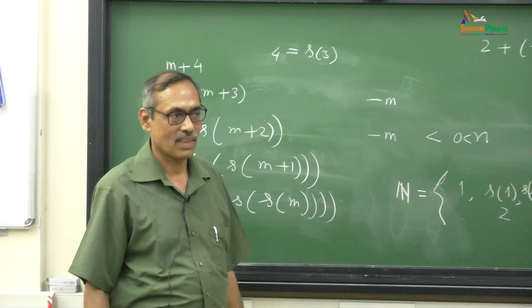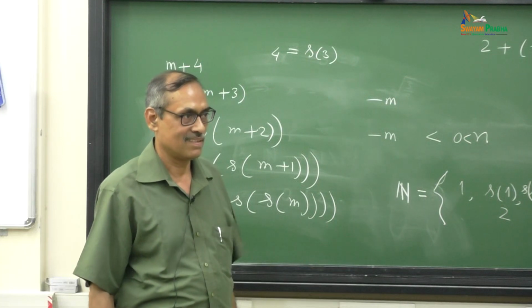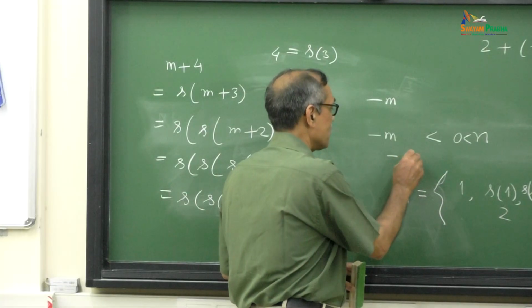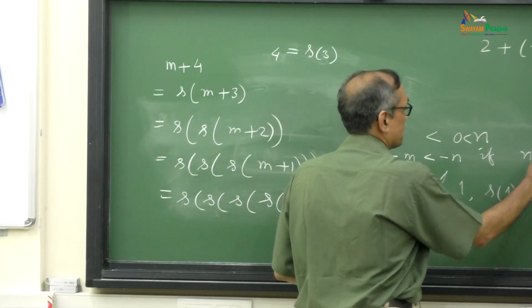Then this is not yet over, something else is there. So what else will we say? We will say minus m is less than minus n if n is less than m.